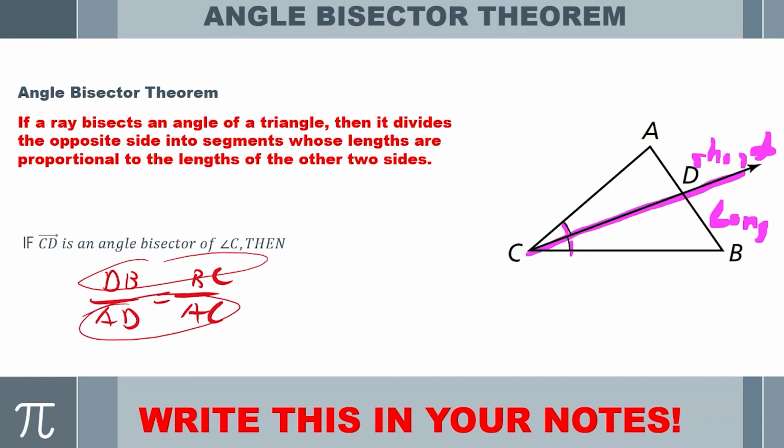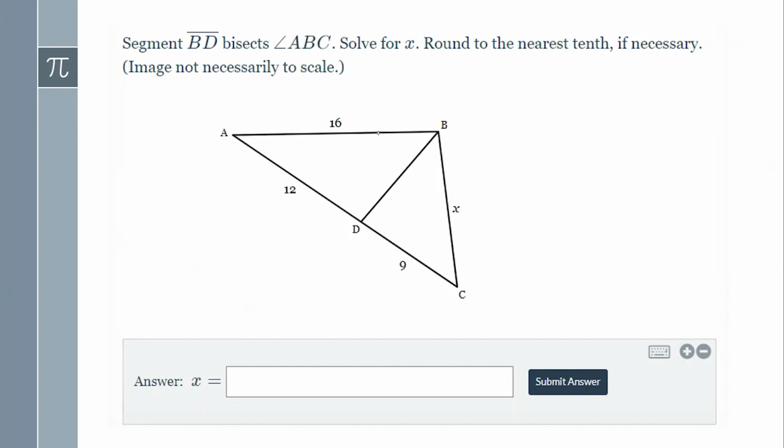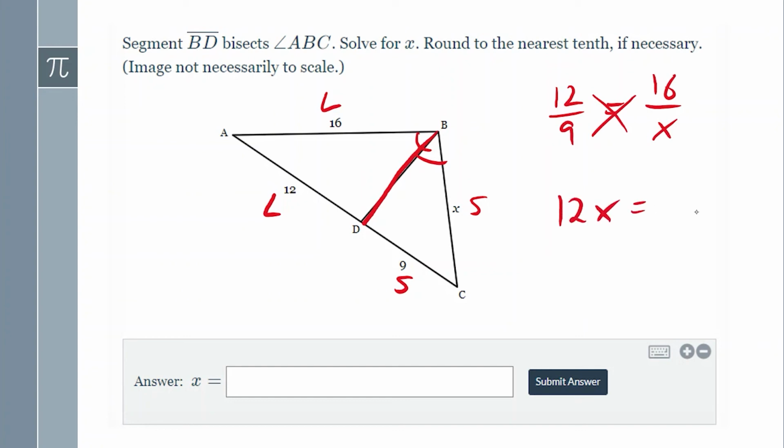So let's look at this in practice. Here's a Delta Math question. It says segment BD bisects the angle ABC. So we know that this is an angle bisector. It splits the angle. Therefore, we have a long piece and a short piece, and a long side and a short side. So we can make a proportion. The long piece is to the short piece, as the long side is to the short side. Cross multiply. So 12x is equal to 144. Divide, and we get x is 12.